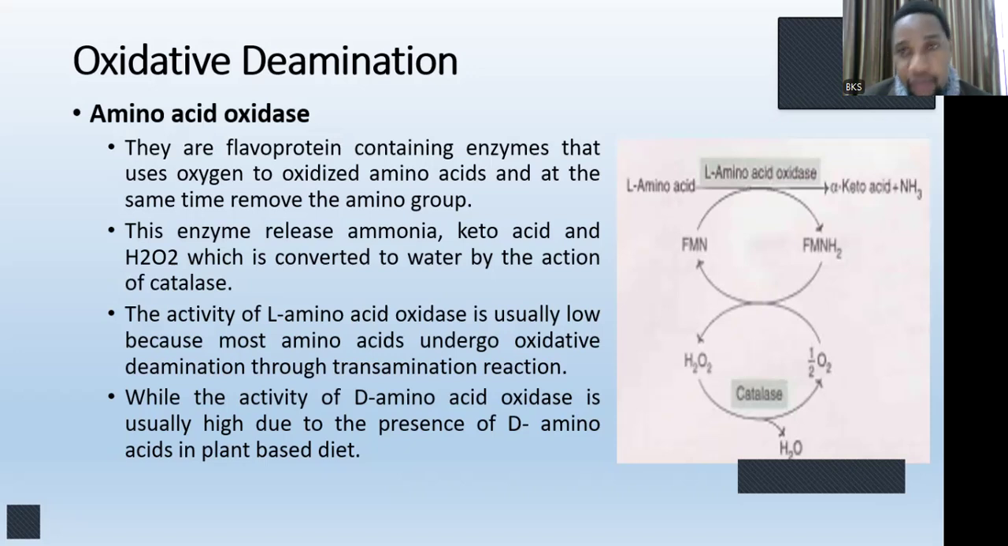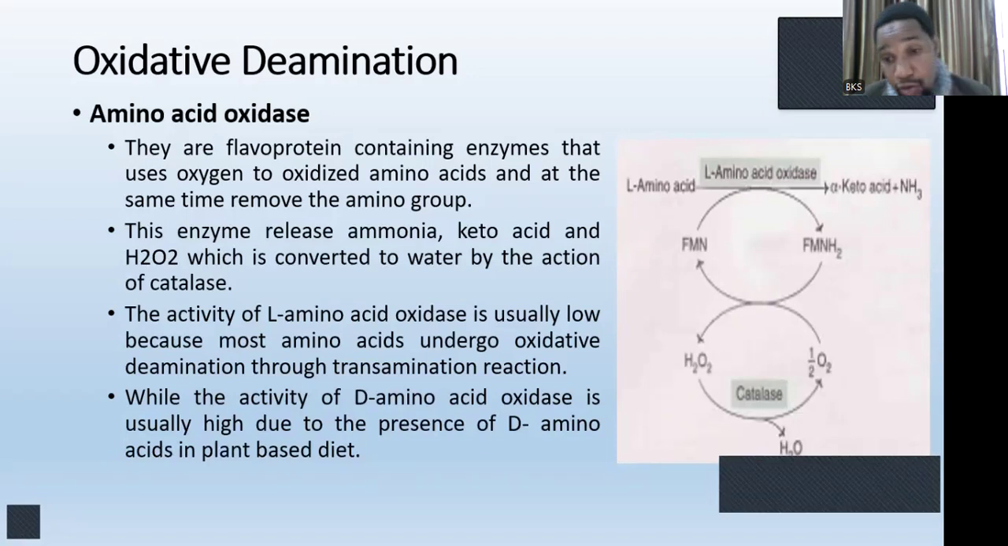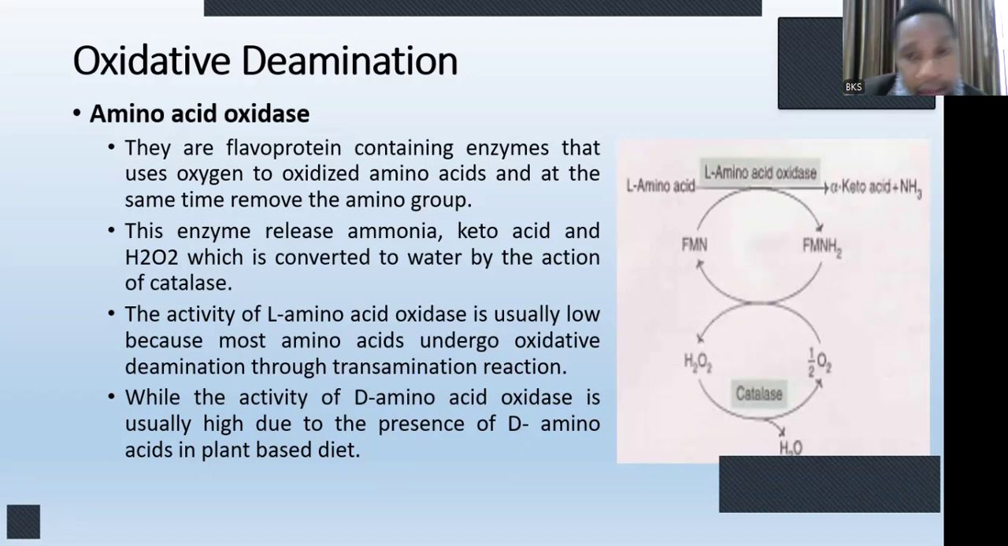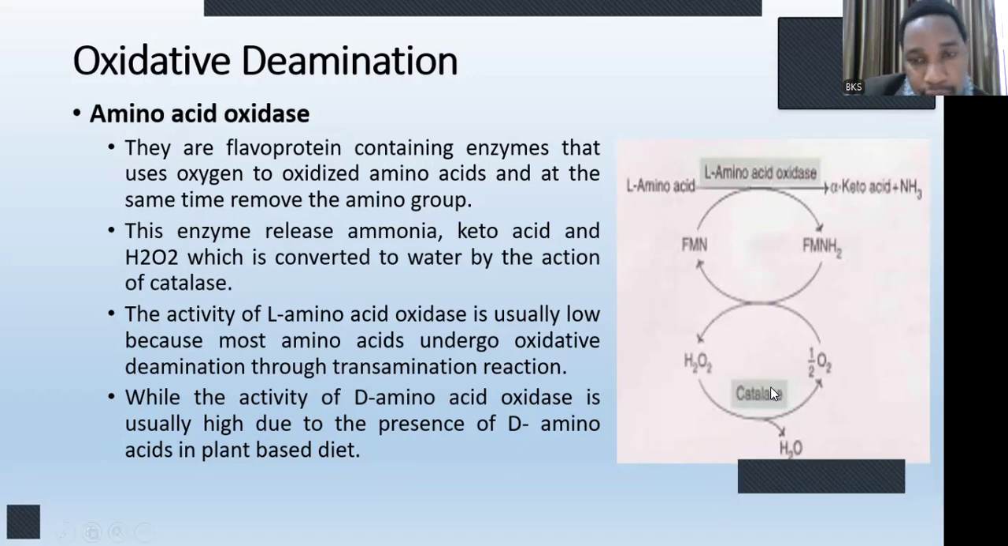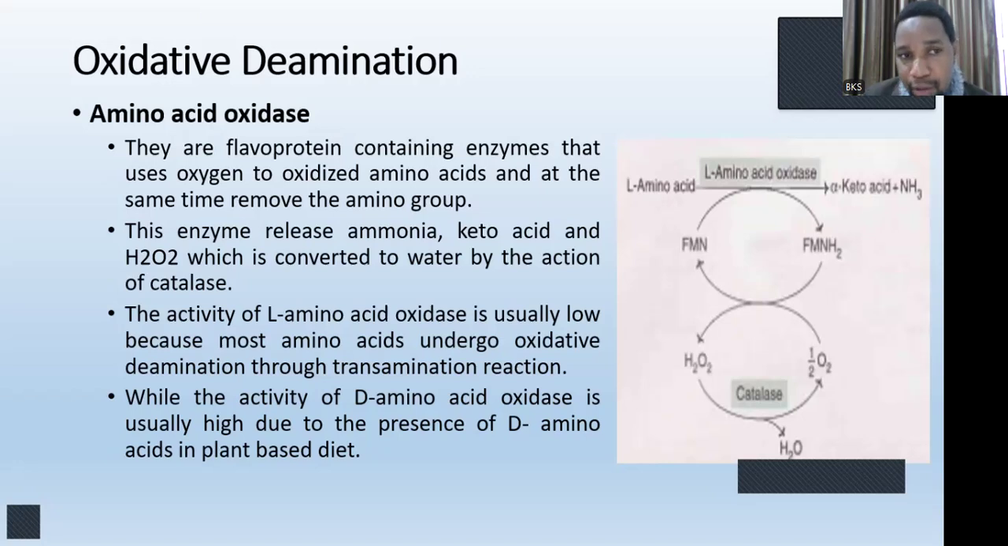Hydrogen peroxide in the system can be dangerous, so it is converted to water by an enzyme called catalase. You get to know this reaction, I don't know in which class, but it's something very common. So you have this enzyme catalase that will convert this. The process of this oxidation is followed directly by the removal of the amino group.